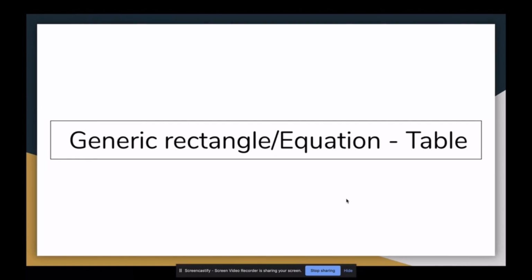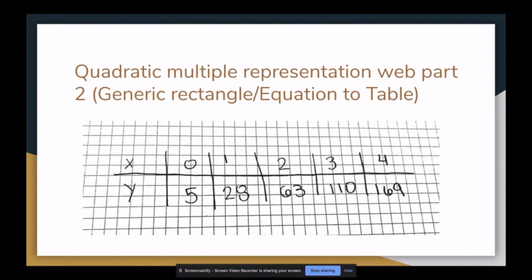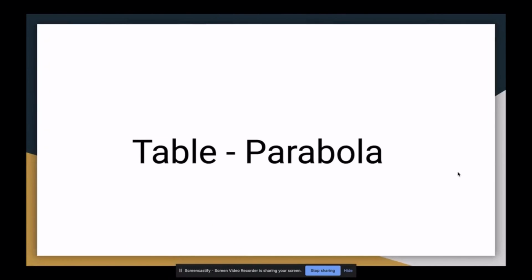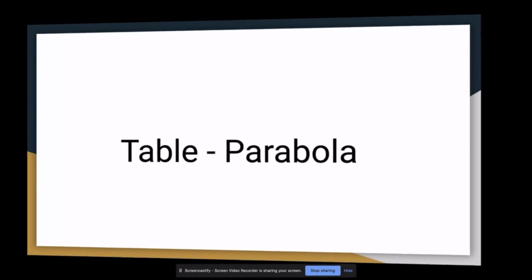Then we'll transfer our generic rectangle equation to a table, and to get this, you plug the 0 in for the x's, and it equals 5. Then you plug the 1 in for the x's, and it equals 28. And then you plug the 2 in for the x's, and it equals 63, and so on. And then we take the table and put it into a parabola.